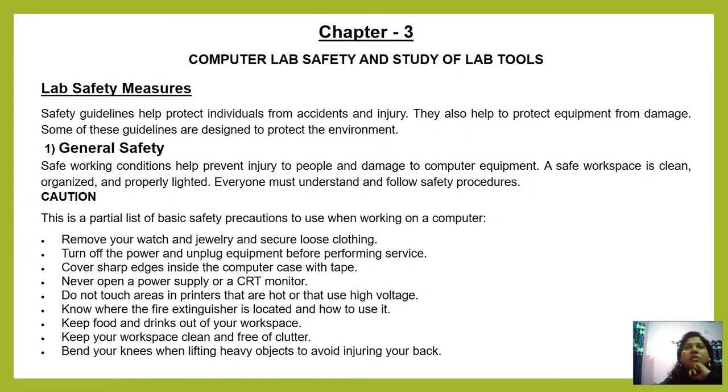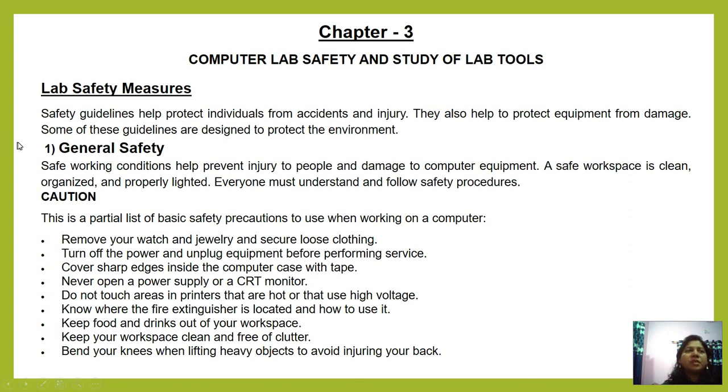Chapter 3 is computer lab safety and study of lab tools. What are lab safety measures? Safety guidelines help protect individuals from accidents and injury. They also help to protect equipment from damage. Some of these guidelines are designed to protect the environment.